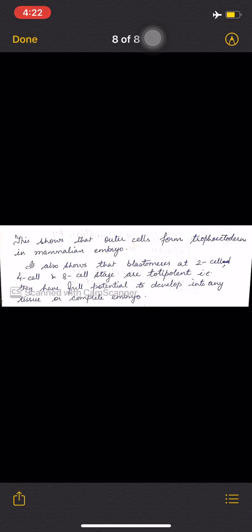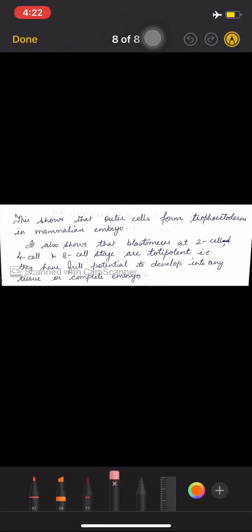It also shows that the blastomeres at the 2-cell stage, 4-cell or 8-cell stage are totipotent. Totipotent means they have the full potential to develop into any tissue or a complete embryo, right?